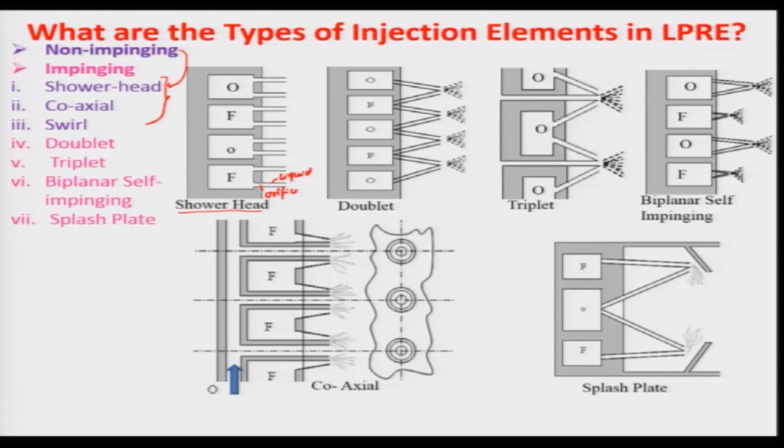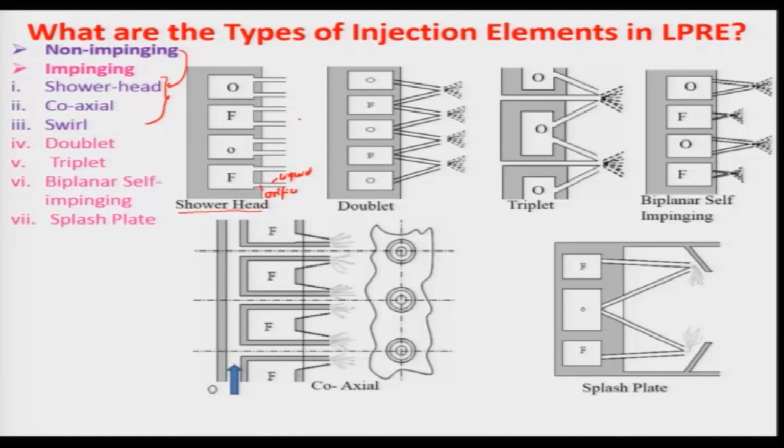As a result, the mixing and also the vaporization will take place away from the shower head, and that in one way is good, so that it will not really block things, but however the length of the combustor will be higher, and that is why it is not being used, although it was used in the very beginning by the famous V2 liquid propellant rocket engine designed by the Germans around the Second World War.